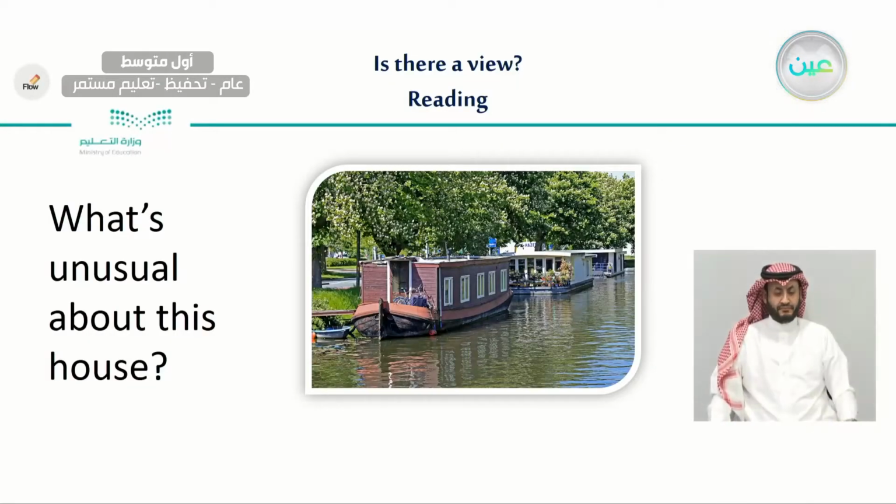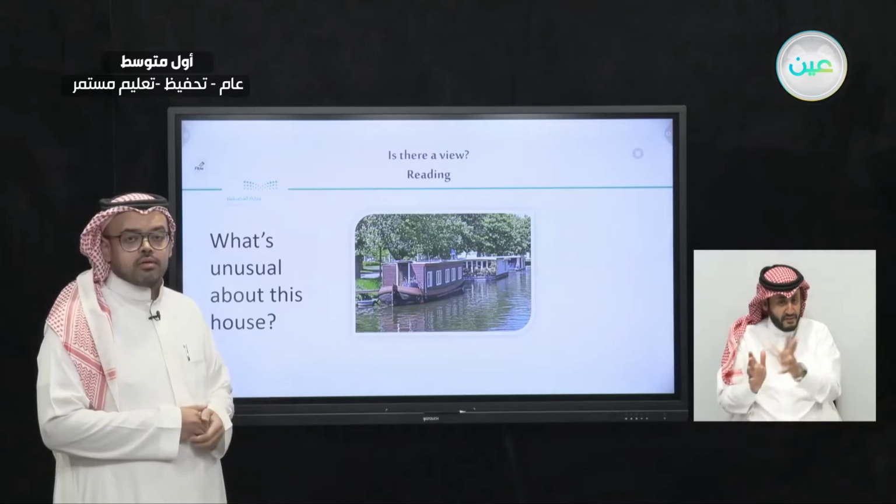So, if you could have a look at this picture, what do you see in this one? What do you see in this picture? So, here we have, for example, a river. We have trees. We have a boat, maybe. And we have houses. 1, 2, 3 houses. What can we tell about this picture? Are these houses? What do you think?